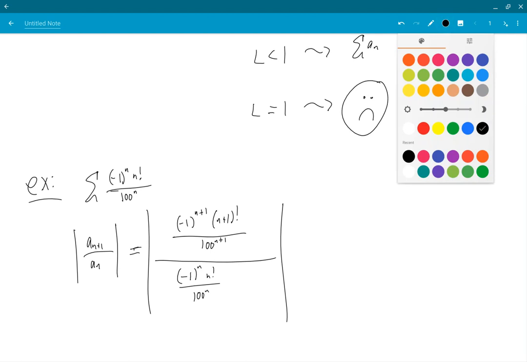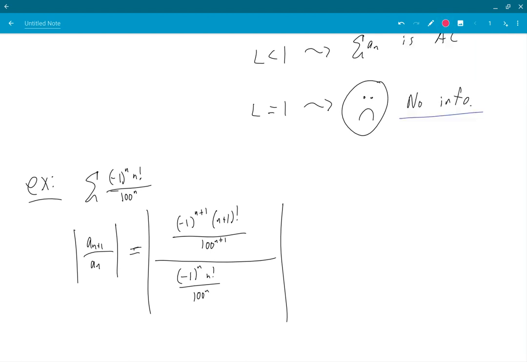Okay, first thing I want to point out is that you have an absolute value, right? So the alternating bits disappear. So I'm going to flip and multiply because I have a fraction divided by a fraction. I'll drop the absolute values at this point since everything is positive.